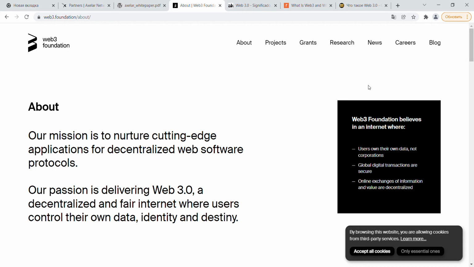Now I will tell you about the interesting project Axelar and about web history. To better understand the importance and necessity of the protocol, I will tell you about the chronology of the history of the web sphere. You need to understand that web technology, in general the World Wide Web, is a distributed system of information resources, websites, linked by hyperlinks.